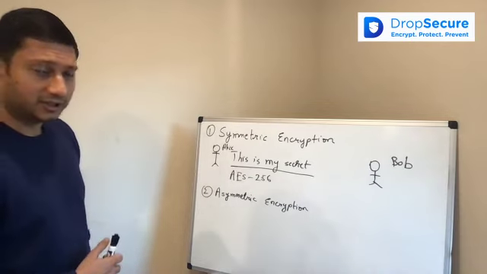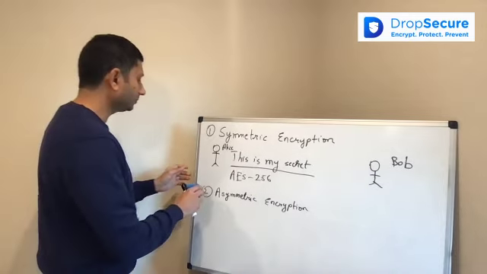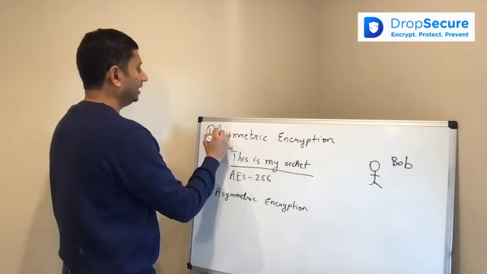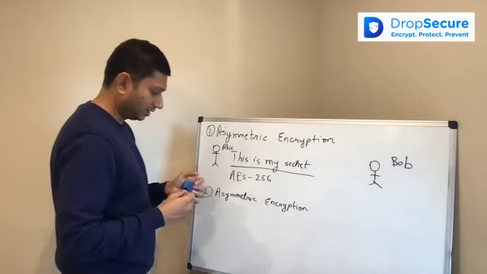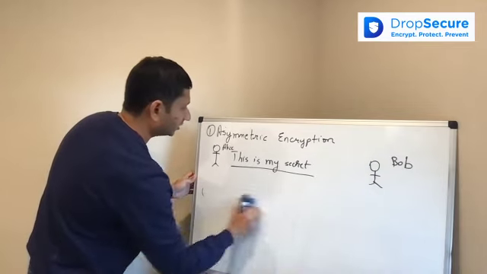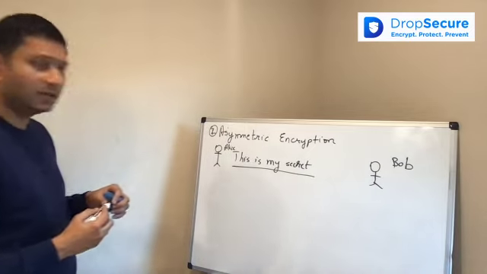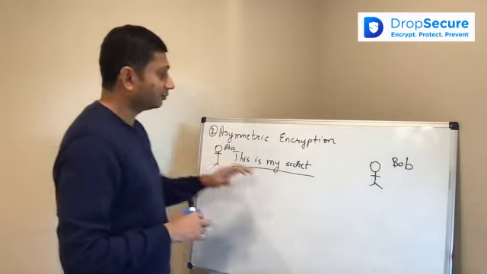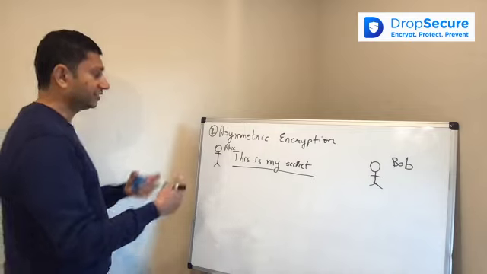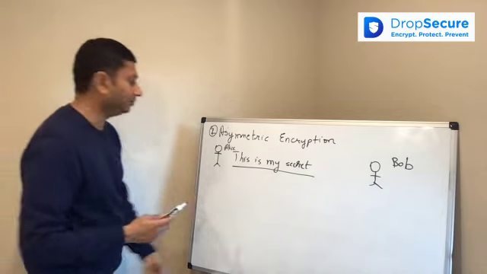The other type of encryption is asymmetric encryption. As the name suggests, with asymmetric encryption, one key is used to encrypt the data and another key is used to decrypt the data. So let me just erase this here. Using asymmetric encryption, let me just change this to number 2. In asymmetric encryption, if Alice wants to send a message to Bob, the first step is that Alice and Bob would need to generate some keys beforehand.